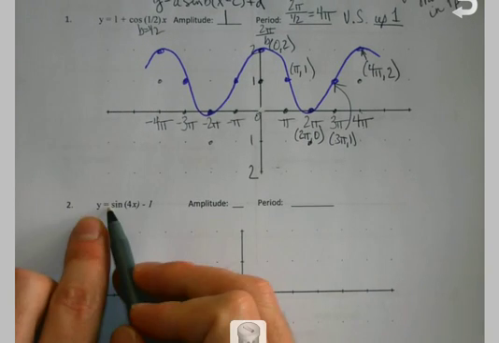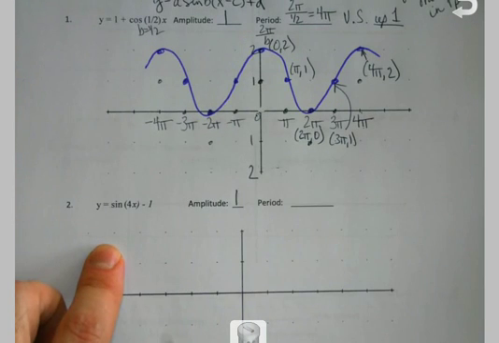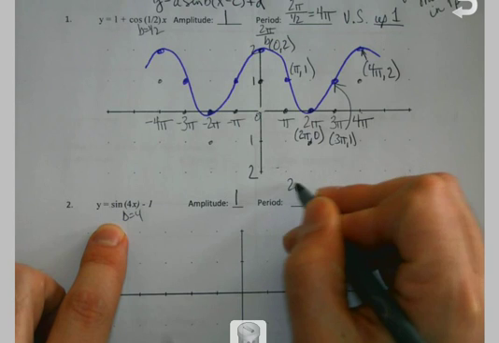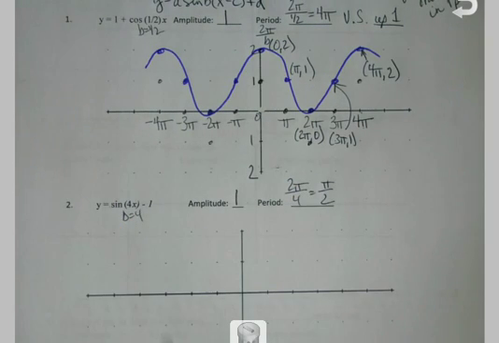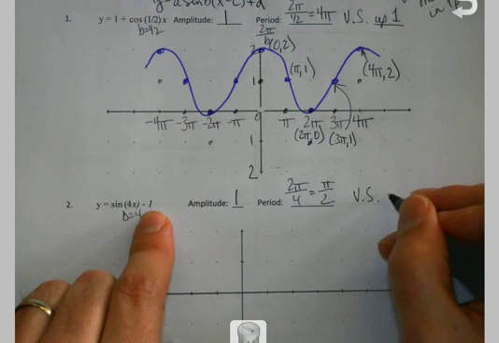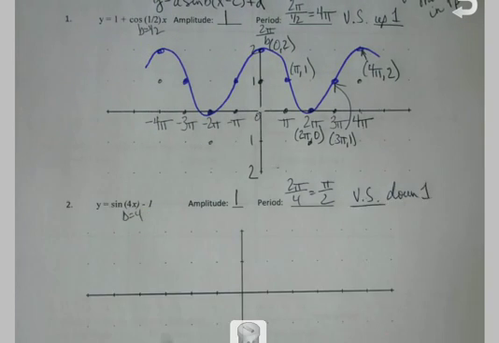Again, I have no value in front of my sine. My amplitude would be 1. My period, since my b value is 4, would be 2 pi over 4, or otherwise known as pi over 2. And again, you have a vertical shift. We're going to go down 1.